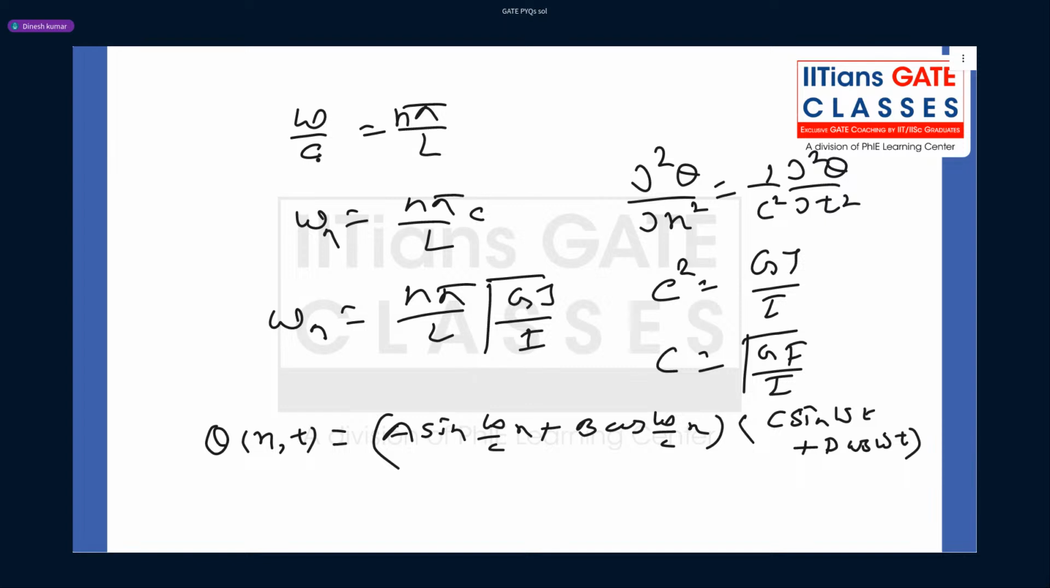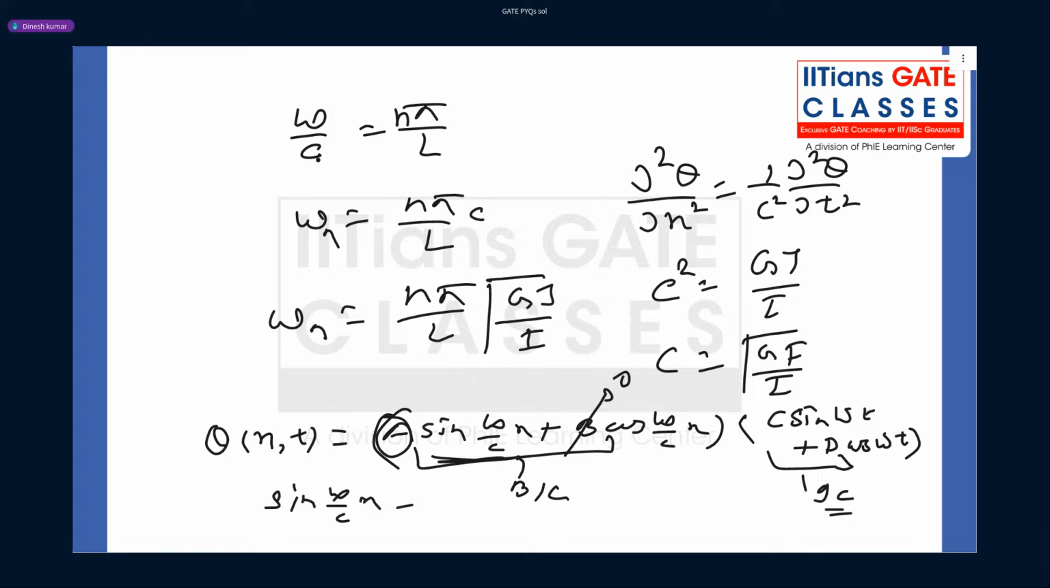Okay, so guys, here A and B are the constants which we find from the boundary condition, and C and D are the constants which we find from the initial condition. So in this case, they have given that both the ends are fixed. When both the ends are fixed, we already know B will be 0, and since A cannot be 0, so sine (omega by c) x will be 0.